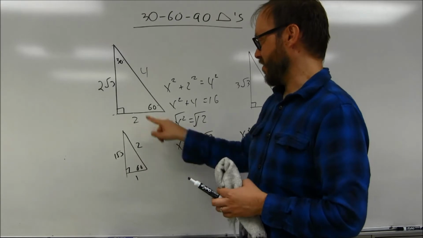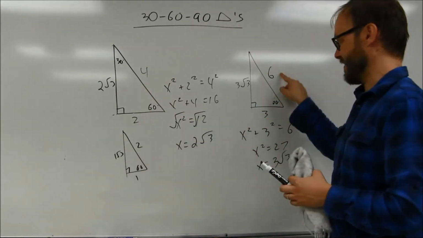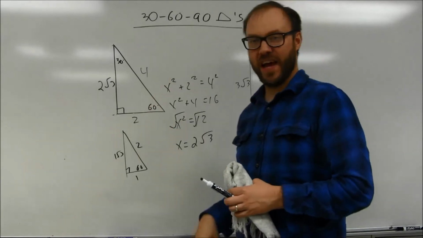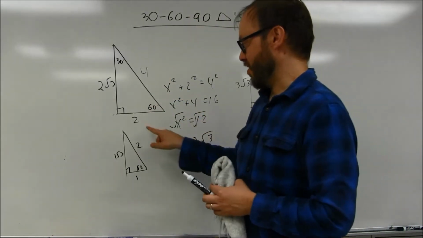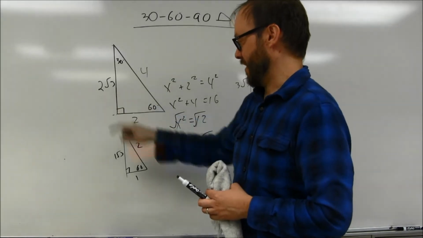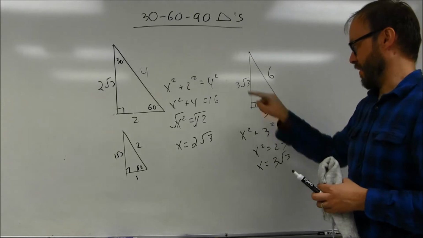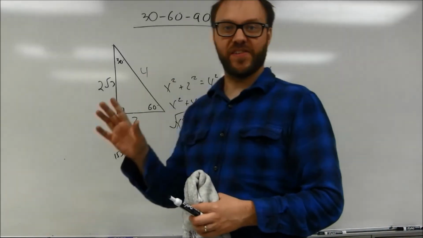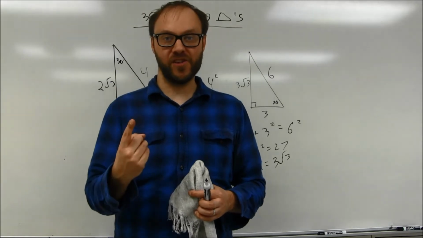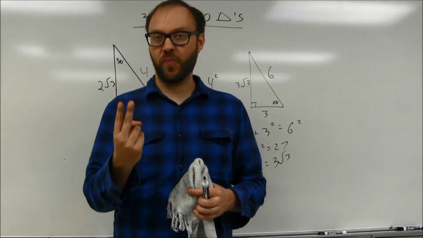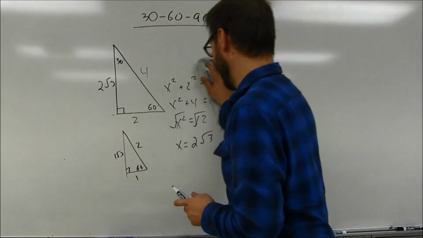Okay, I've got sides of 2 and 4, 1 and 2, 3 and 6. Okay, you're always doubling the short side to get the length of the hypotenuse. Notice the other pattern. 2, 2 radical 3. 1, 1 radical 3. 3, 3 radical 3. It's a very simple pattern. The short leg always gets doubled to give you the hypotenuse. The short leg always gets multiplied by radical 3 to give you the length of the long leg. That's what's happening here. Okay?